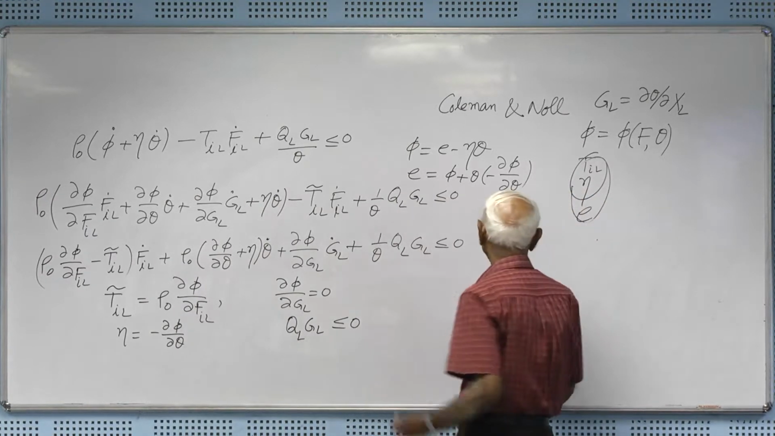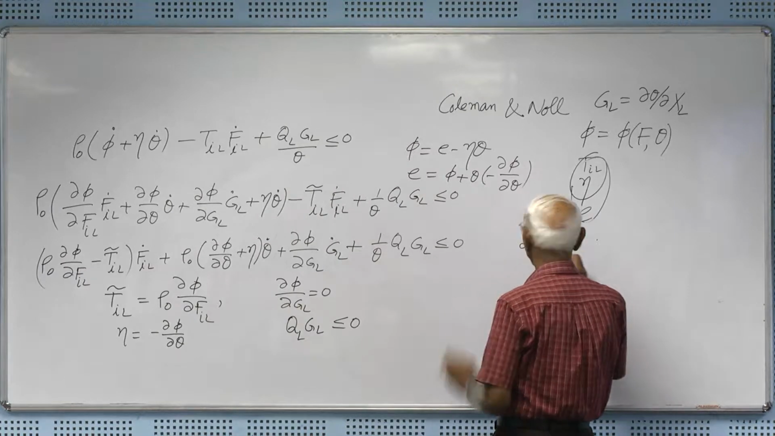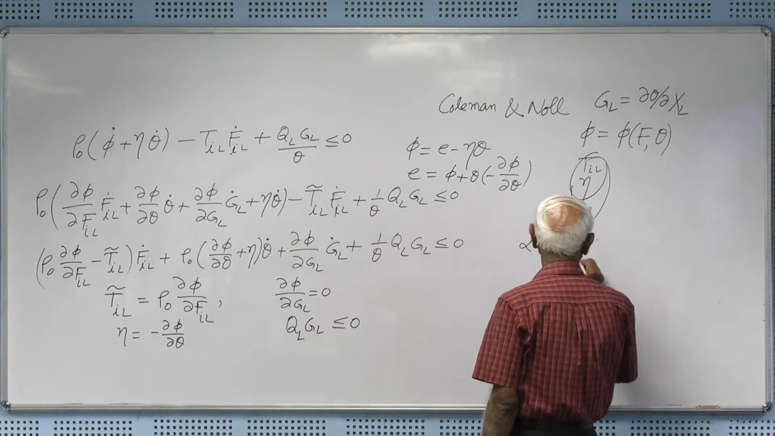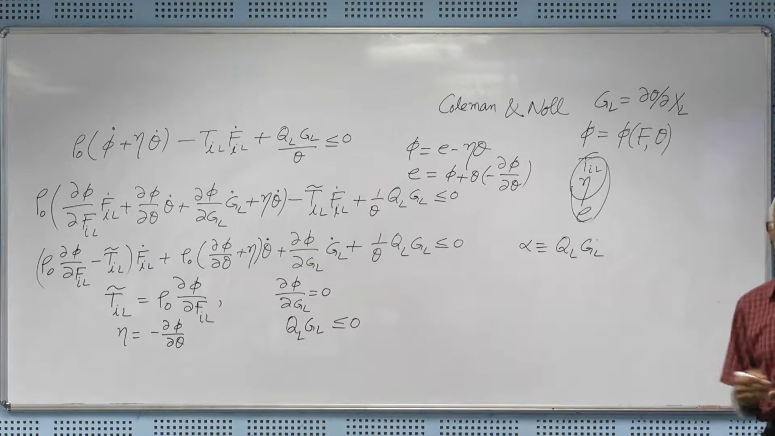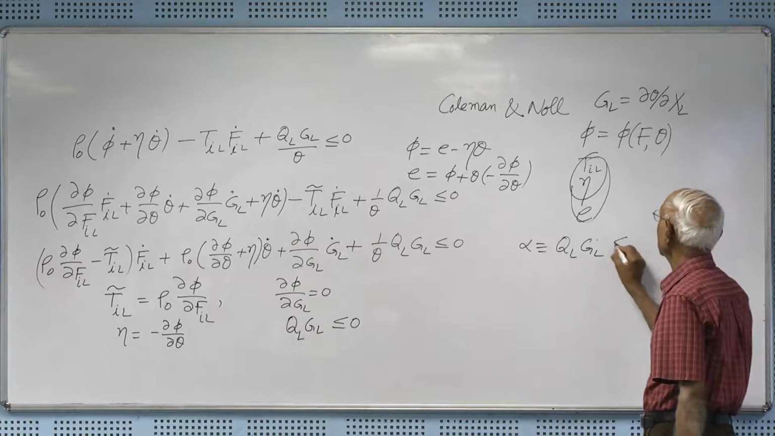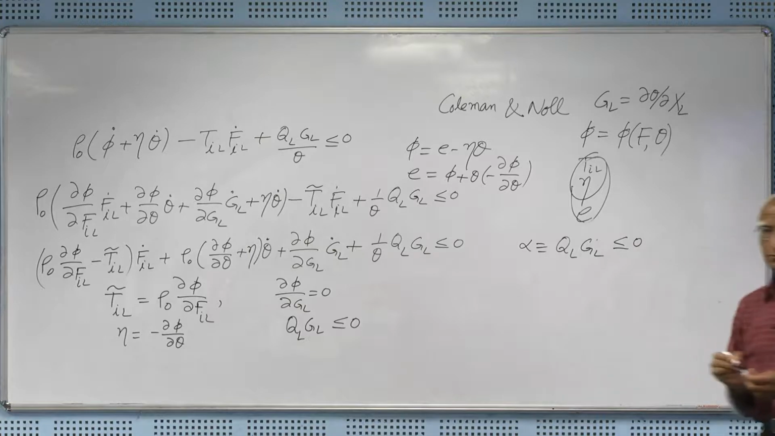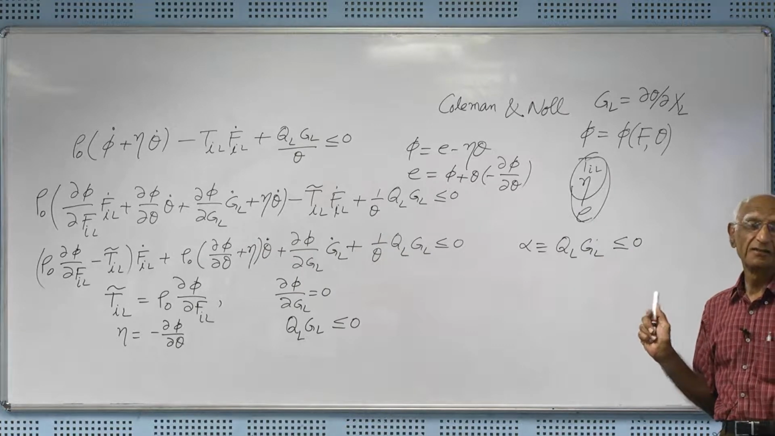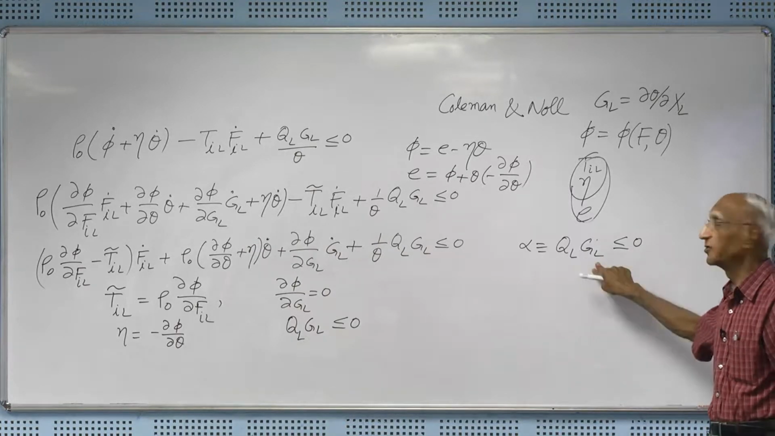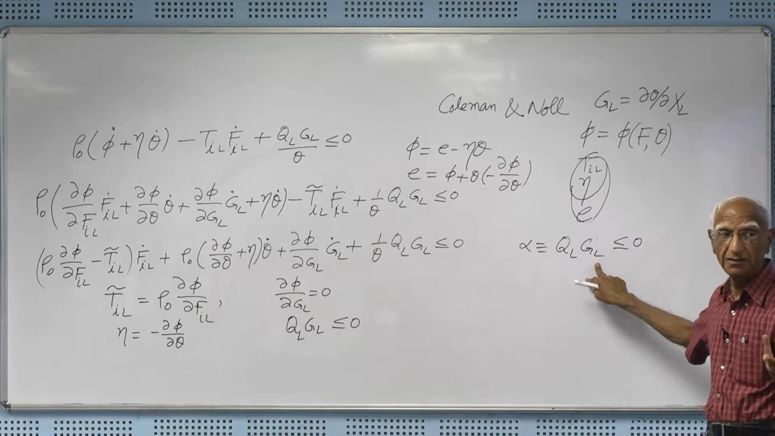Now, if I call, say, alpha equal to QL GL, so alpha is a scalar and it is less than or equal to 0. So the maximum value of alpha is 0, and that maximum value occurs when GL is 0, because if I set GL equal to 0, I get alpha equal to 0.